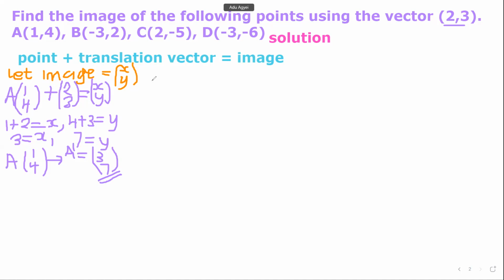Let's solve the other one. Point B is formed by (-3, 2). Then we add the translation vector, because this point B is also going to move 2 right. To find the positive x, you move to the right side. So when you plot point B, you count 2 right and 3 up, then you get the new image. Or you can use the mathematical formula, where the point is added to the translation vector. Therefore, you get your image here. So the two methods can also work at the same time.